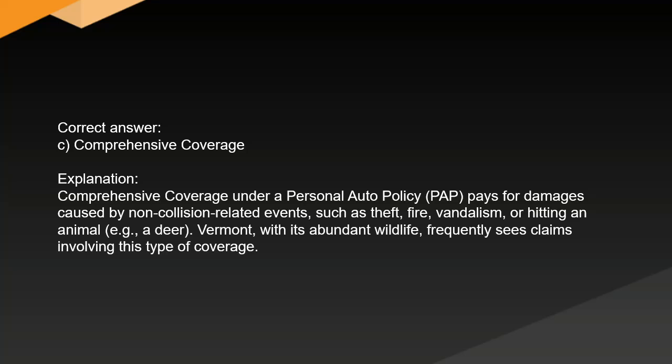Explanation. Comprehensive coverage under a personal auto policy pays for damages caused by non-collision related events such as theft, fire, vandalism, or hitting an animal, e.g. a deer. Vermont, with its abundant wildlife, frequently sees claims involving this type of coverage.